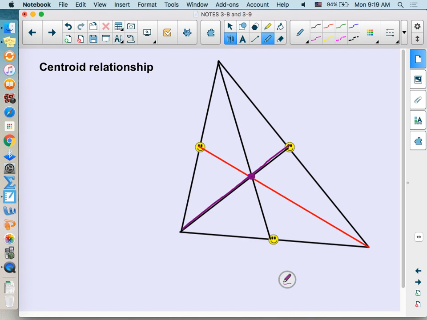So if I were to check distances with my compass, what I would find is that whatever the part from the midpoint of the side to that centroid is, that centroid up to the opposite vertex is twice as long. So in that line, it says the distance from the centroid to the vertex is twice as long as the distance from the centroid to the midpoint of the opposite side.